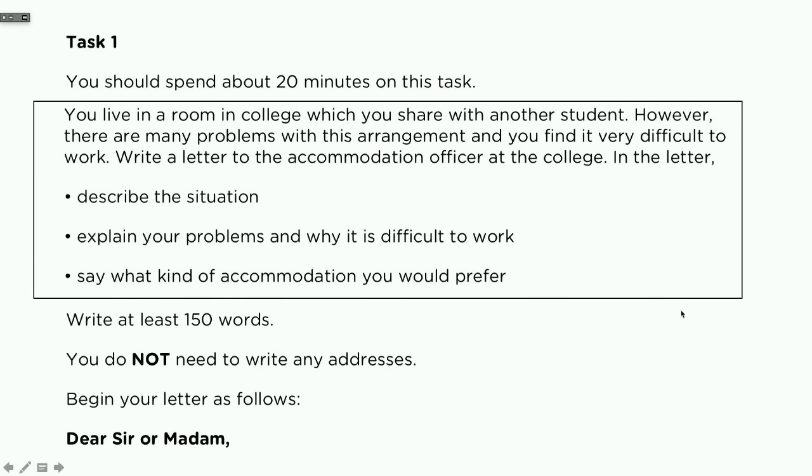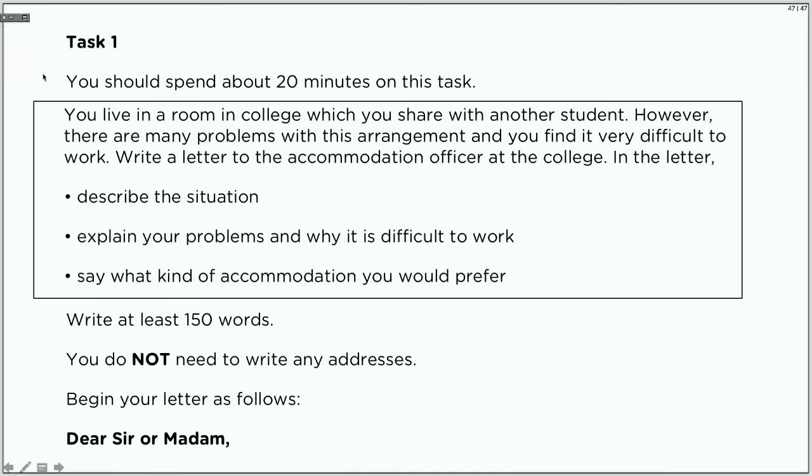Cool. So imagine you sit down on test day and this is what you see in front of you. And it says task one. You should spend about 20 minutes on this task. Fine. So you've got 20 minutes, so you'd better act fast. Let's read the scenario because this outlines the scenario for the letter. It gives you the background information that you need.